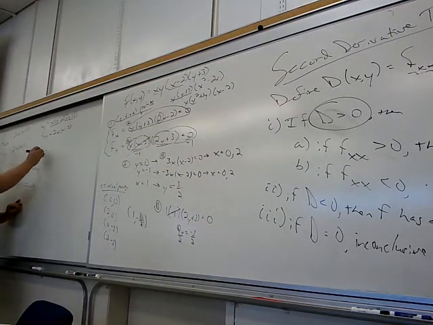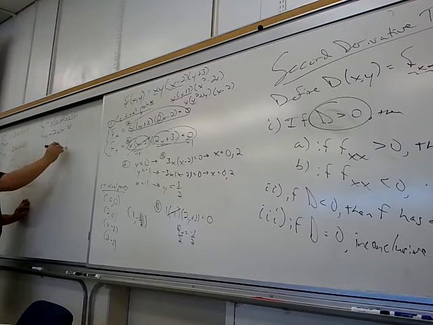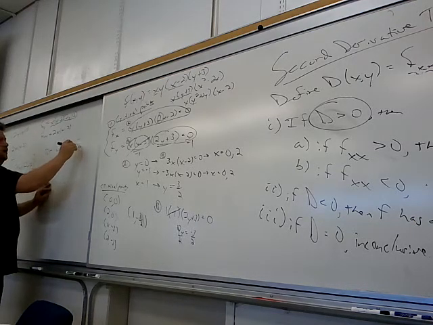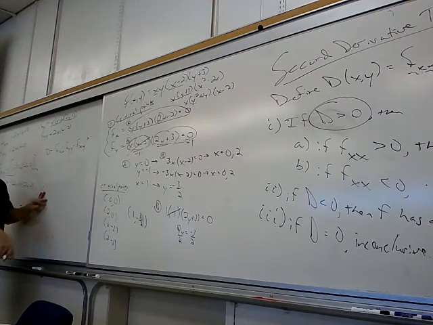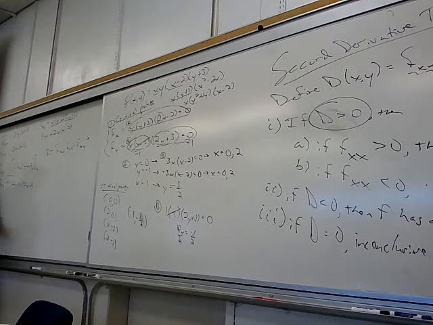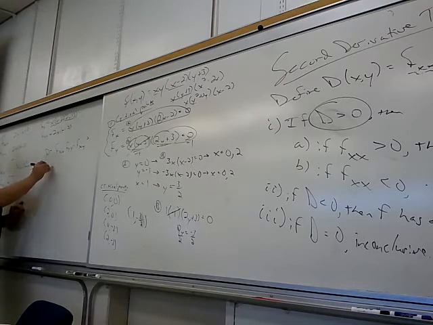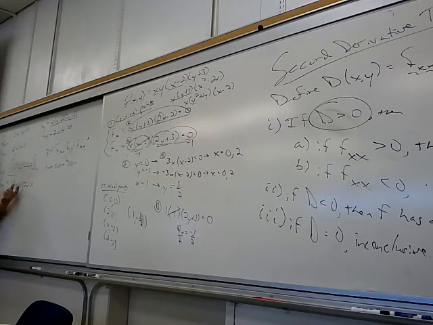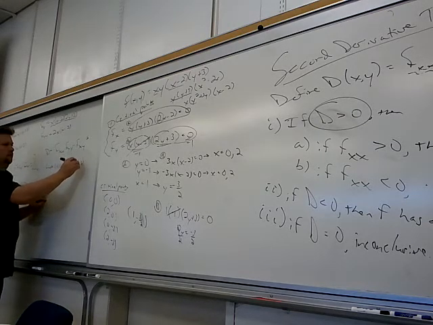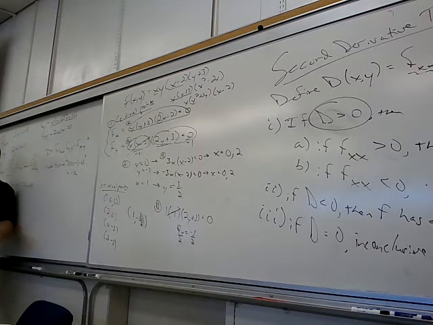So D is fxx fyy minus fxy squared. So if you just pick a point, 0, 0 will be kind of boring a little bit because that's 0 for 0, 0. Looking at the critical point 0, 0, I get 0 times 0 minus negative 6 squared, right? So I get negative 36. Are you guys with me?